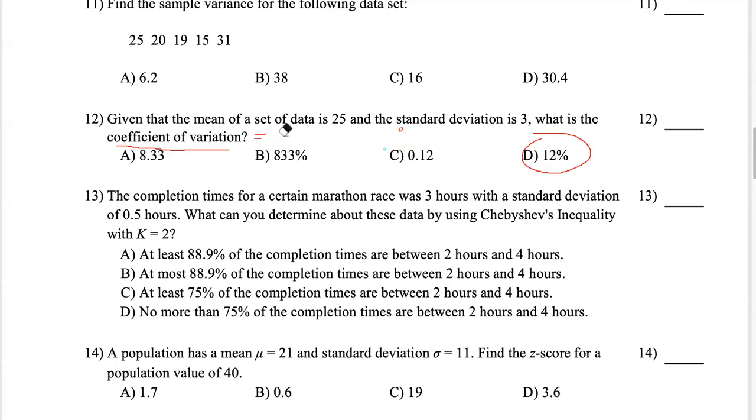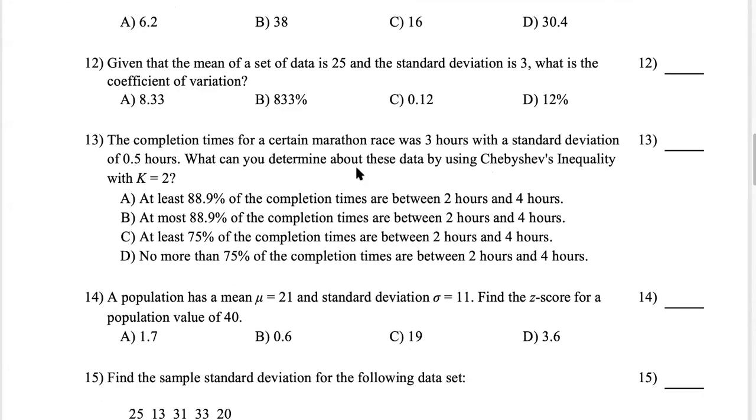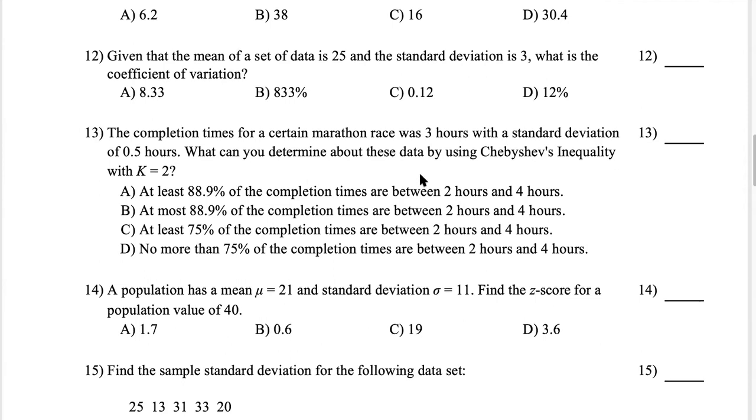Now, number 13. Completion times of a certain race was 3 hours, standard deviation 0.5. What can you determine about this data by using Chebyshev theorem, right, with k equal to 2? Everybody, think about that. K equal to 2, that reminds you, should be 75%, right? Should be 75%, okay? So that means there's no way for A, B to be true, right? Okay.